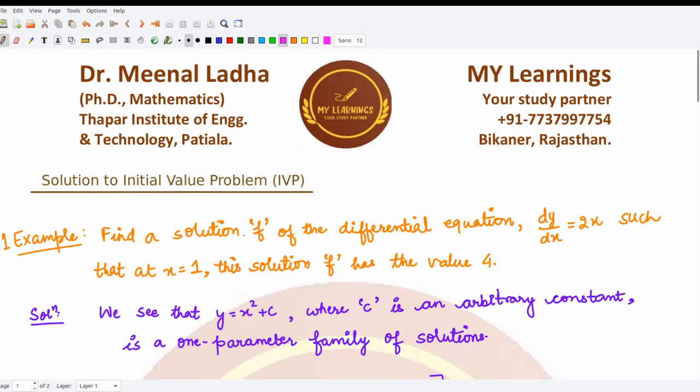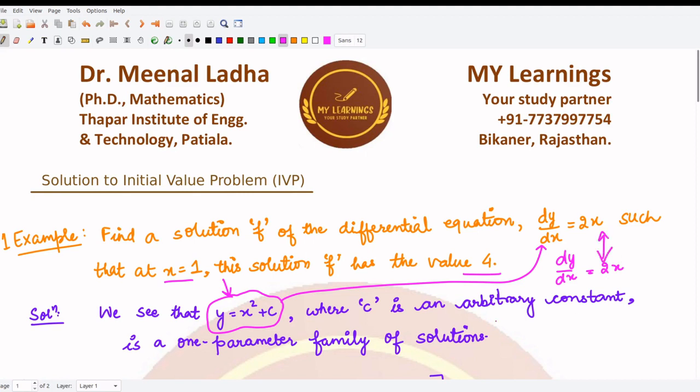We need to find the solution f of the differential equation dy upon dx is equal to 2x, such that whenever the value of x is equal to 1, we get the value of f as equal to 4, correct? So we see that here y is equal to x square plus c is the solution to this differential equation. You can check this by verifying that it satisfies this differential equation. You can calculate the first derivative dy upon dx by differentiating with respect to x, so that you will get 2x, which is the same as your differential equation, correct?